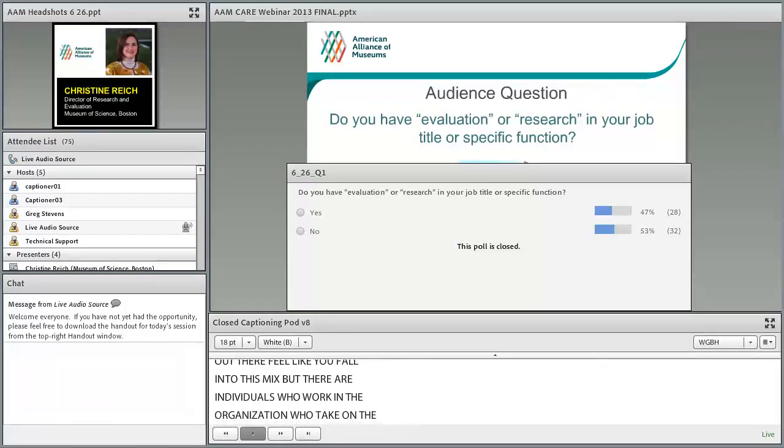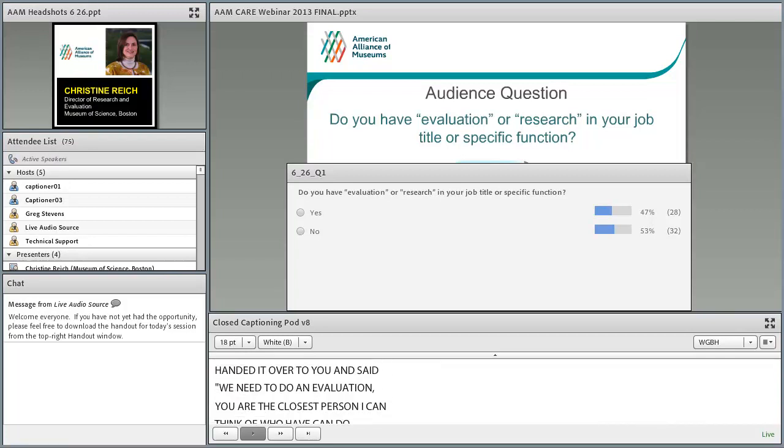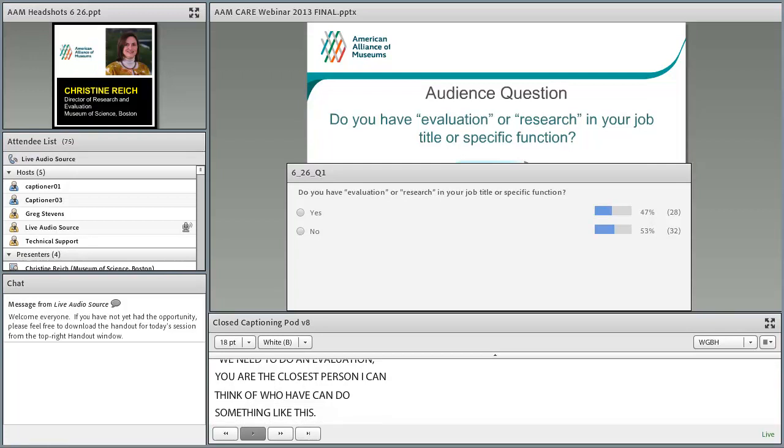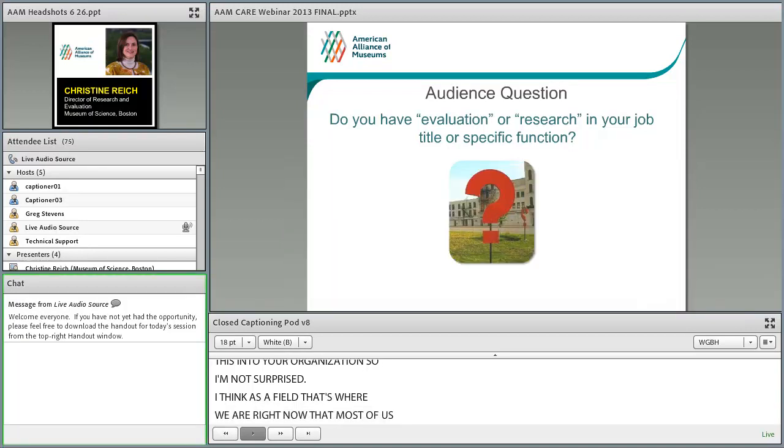Sometimes it's because someone's handed it over to you and said, we need to do an evaluation. You are the closest person I can think of who could do something like this. Go ahead and do it. Other times it's because you're passionate about visitors and you really want to integrate this into your organization. And so I'm not surprised, because I think as a field that's where we are right now, that most of us are accidental evaluators. And that's actually how I started off in evaluation in the first place. I don't know if any of my other speakers have any thoughts on that.